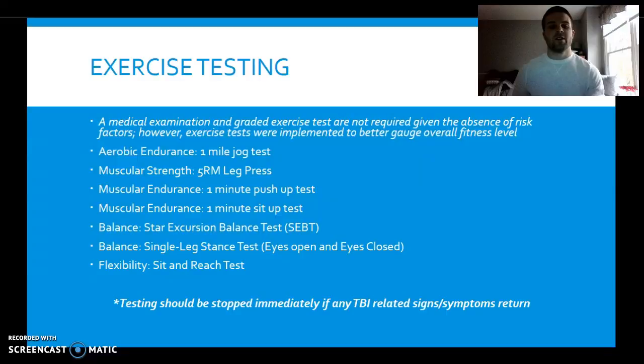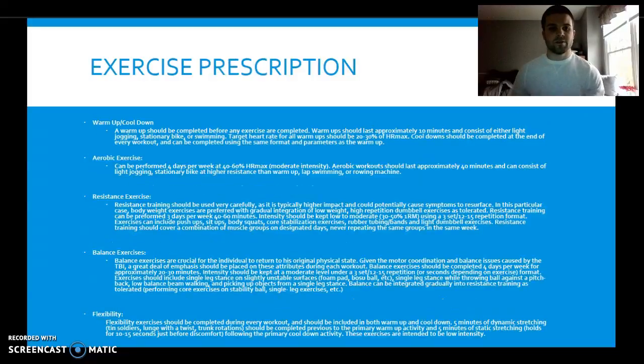And then I also have a sit and reach test to assess flexibility. Like I said before, testing should be stopped immediately if any TBI-related signs or symptoms return. So here's my exercise prescription.